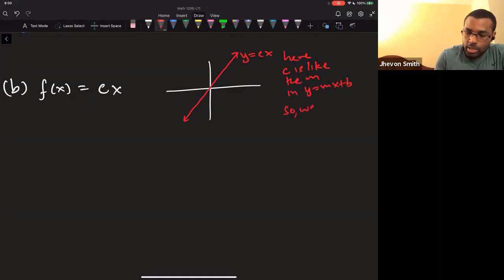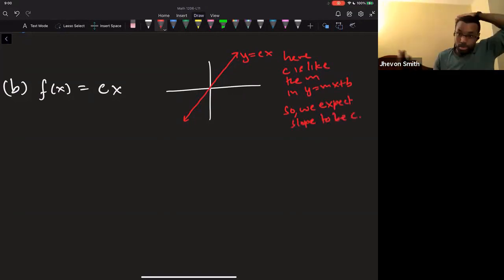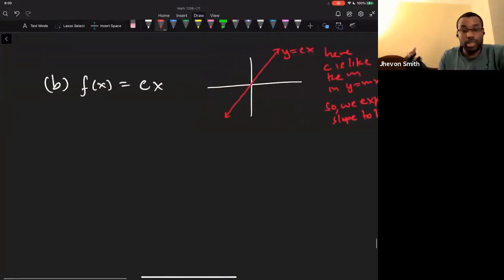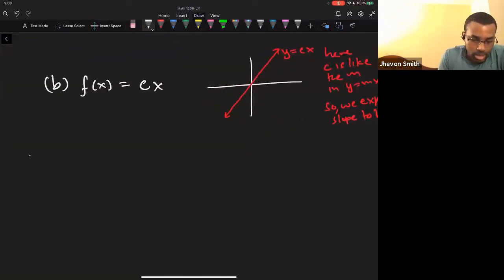So we expect the slope to be c, right? Based on what we know about slopes, the derivative better give us the same answer. So that c is the answer c.